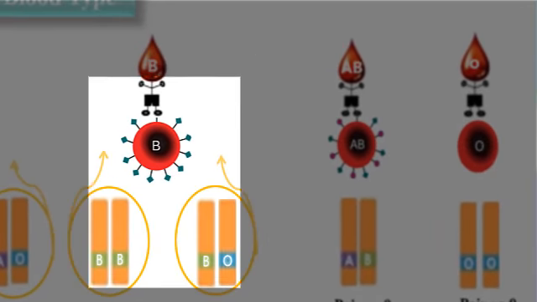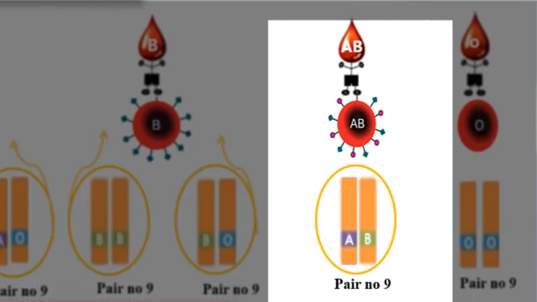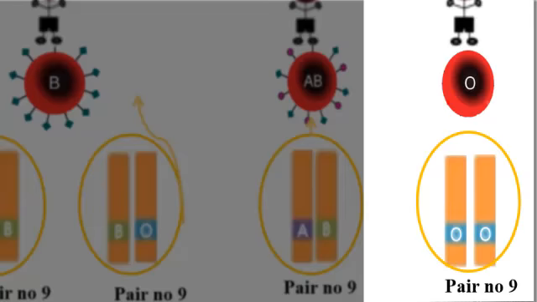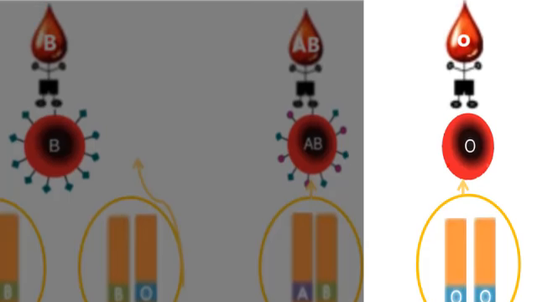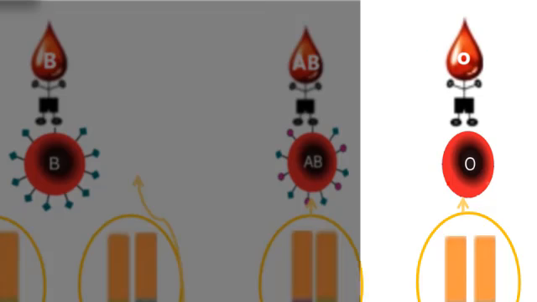Allele A produces antigen A, and allele B produces antigen B. To get antigens A and B together, we must have the alleles A and B. Allele O doesn't produce any antigen, so alleles O and O together produce no antigens on the surface of the red blood cell, and hence the blood group is O.